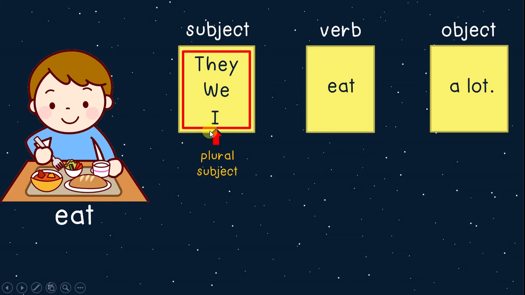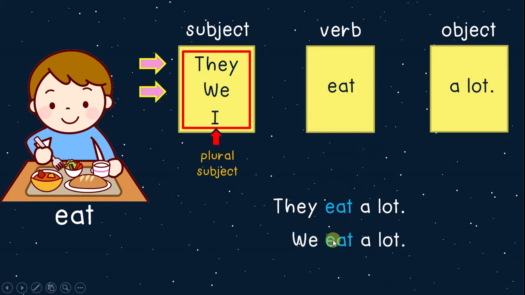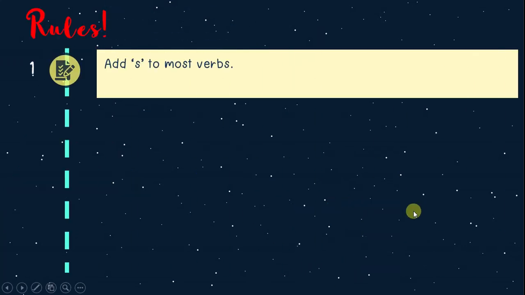Okay, so I will show you 3 examples of sentences using they, we, and I. Number 1, they. They eat a lot. Next, we. We eat a lot. And then I eat a lot. Mereka makan dengan banyak, kami makan dengan banyak, saya makan dengan banyak. Okay, if you notice at the verbs here, there is no s at the end of the word. Tak ada s macam tadi. So, you need to know these rules when you learn present simple.